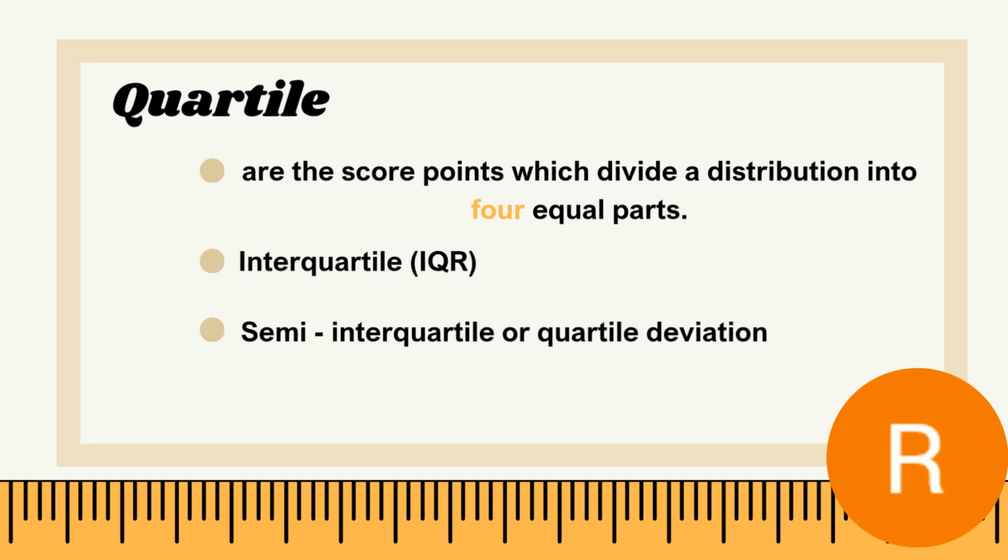Quartiles are also used as a measure of the spread of data in the interquartile range. Interquartile range is the difference between the third and the first quartiles. And also we have semi-interquartile range or quartile deviation. Semi-interquartile range or quartile deviation is simply half of the interquartile range.